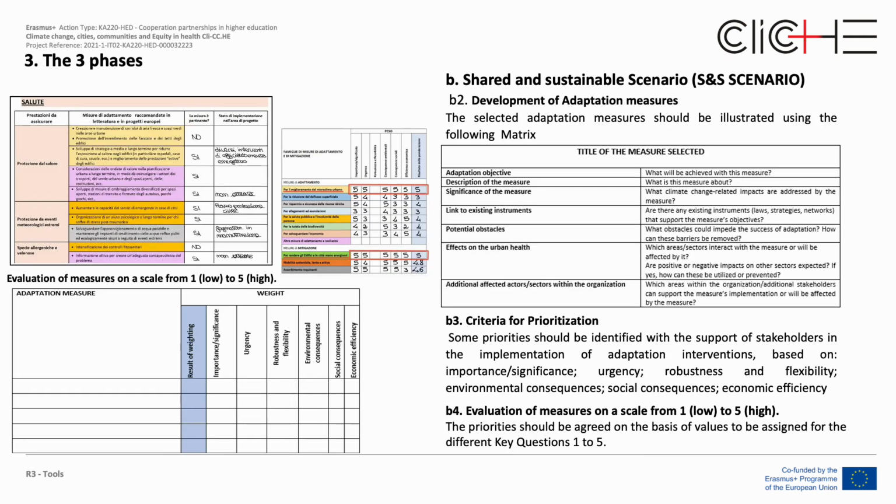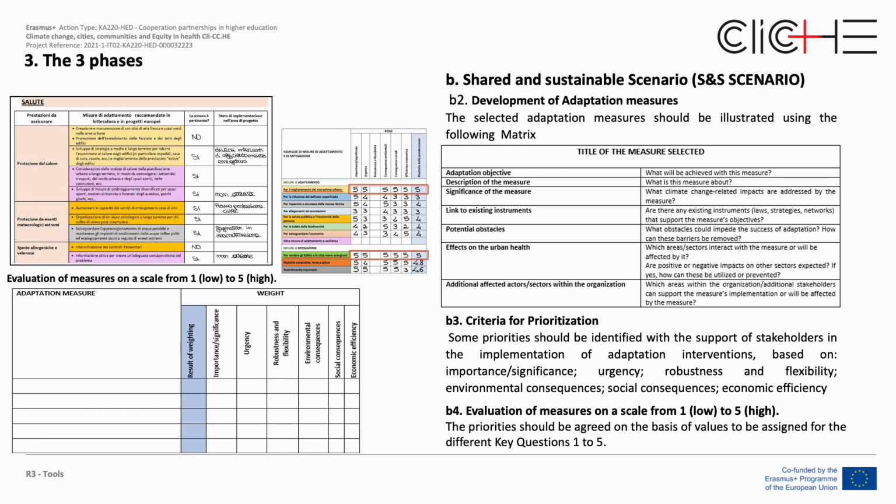The next step involves selecting the most suitable adaptation measures based on the matrix that identifies their objectives, the possible obstacles, the effects on human health, and the possibility of being supported by the local community and by local stakeholders. Based on criteria such as importance, significance, urgency, robustness and flexibility, environmental consequences, social consequences, economic efficiencies, the measures will be weighted with the support of the local stakeholders in order to bring out the priorities in carrying out the adaptation interventions.